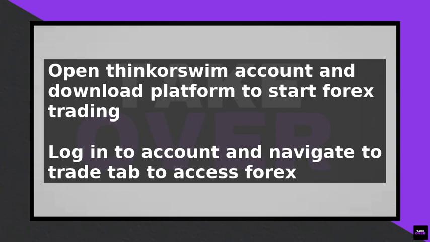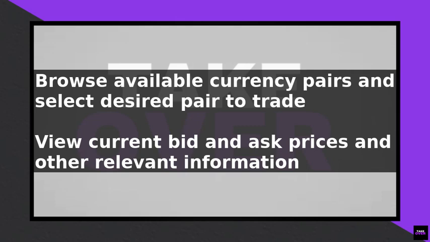To place a trade, click on the buy or sell button, depending on whether you think the currency will appreciate or depreciate in value. Enter the number of units you want to trade and set your stop loss and take profit levels. The stop loss is the price at which the platform will automatically close your trade if it starts to lose money, while the take profit is the price at which the platform will close your trade if it reaches your desired level of profit.